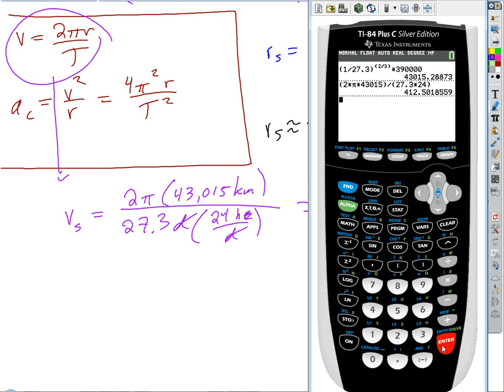Maybe it's 27.3. We did all that work. Oh, that's it, of course. It's one day, it's not the 27.3. Duh, I used the moon. Oh man, see what happens? So it's just divided by 24. That's going to work, that's going to be better. They knew that wasn't right. That didn't make any sense.